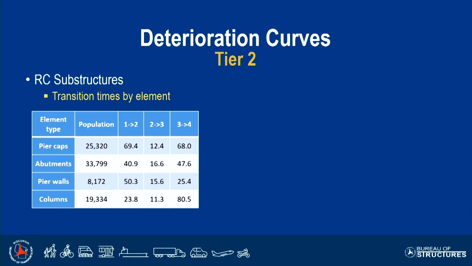Reinforced concrete substructures. This was interesting to note. They're all very similar between pier caps, abutments, pier walls with their transition times until you get to columns. And the researcher noted that it's probably the way we're collecting them, right? You collect something by each, it's just naturally less granular than by linear foot. So you have to be aware it's going to affect your transition times too.